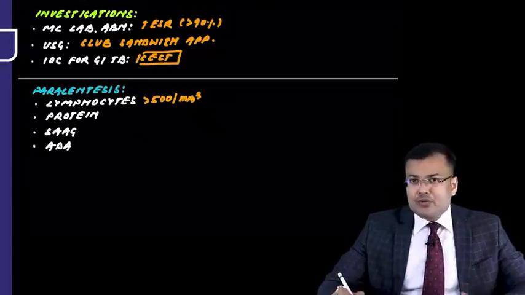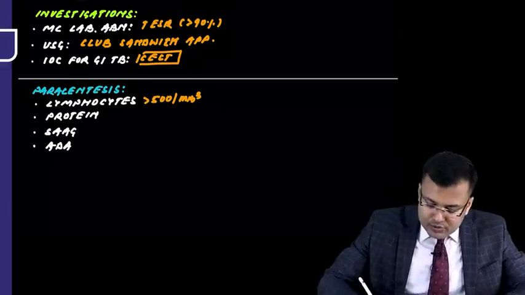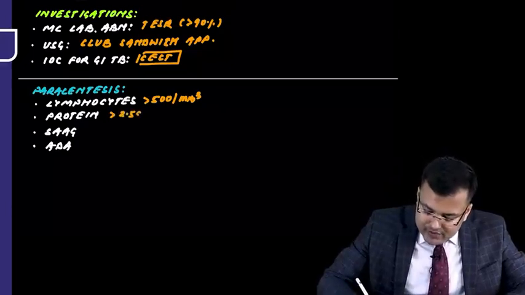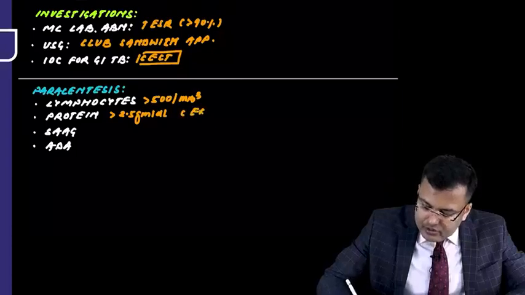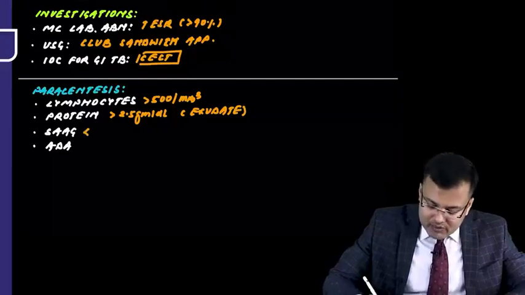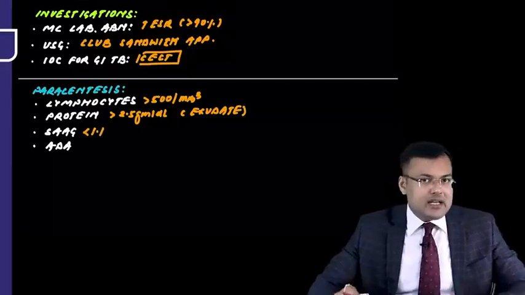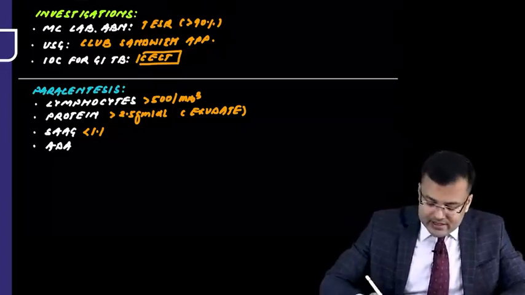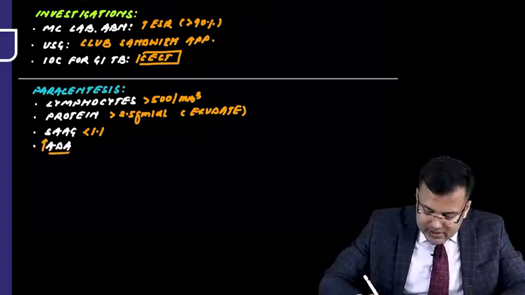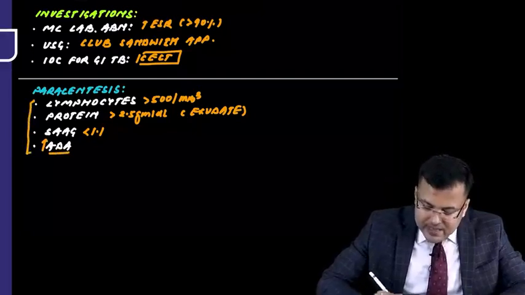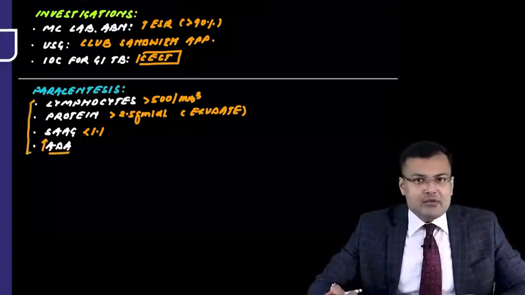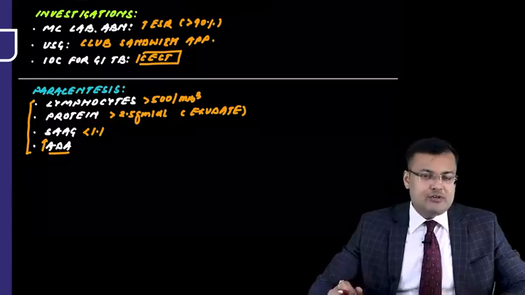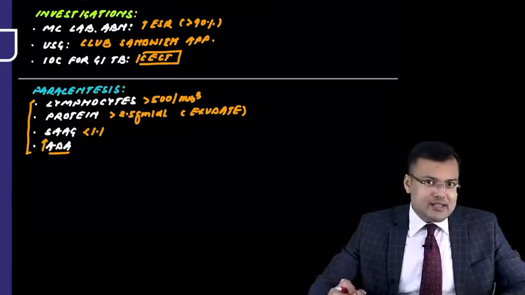This is exudate, so protein content should be high. How much is the protein content? More than 2.5 grams per deciliter. Why higher protein? Because this is exudate. SAAG is less than 1.1. SAAG is serum ascites albumin gradient, and ADA, adenosine deaminase, is raised. So on the basis of paracentesis also we make the diagnosis, but the investigation of choice for diagnosis is CT.